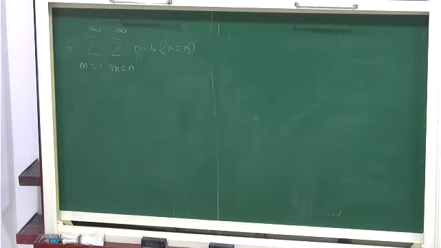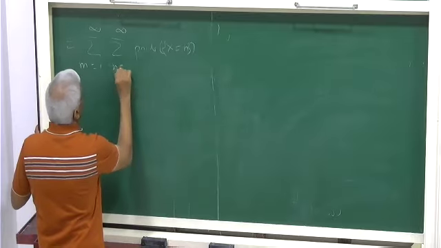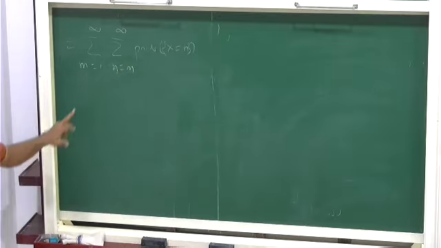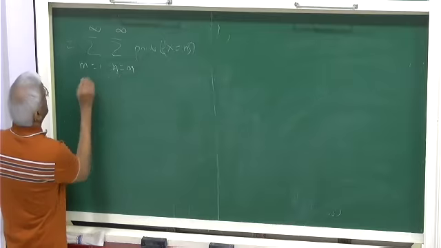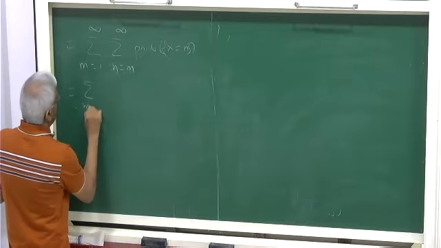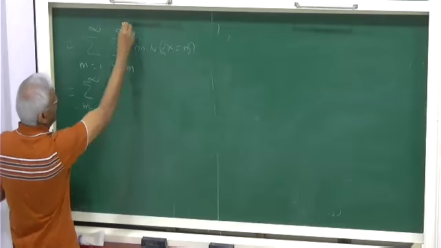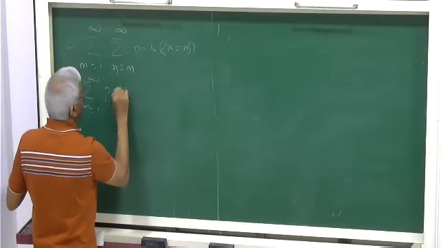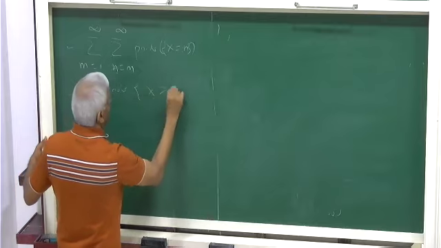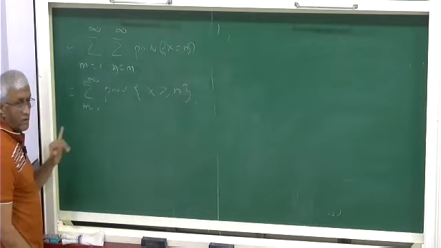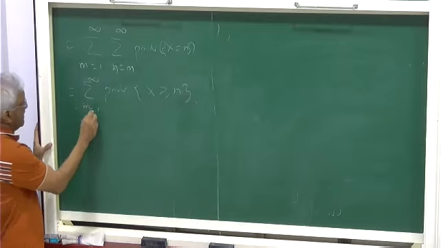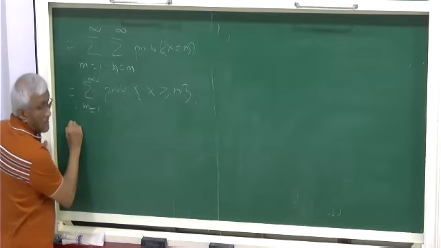n equal to m. Sorry, that's what makes sense. First summation is m, second one is n. That's right. Now this is the same as summation n equal to 1 to infinity, but then m to infinity means this is just probability of x greater than or equal to n. Okay, m equal to 1 to infinity. It starts with 1.